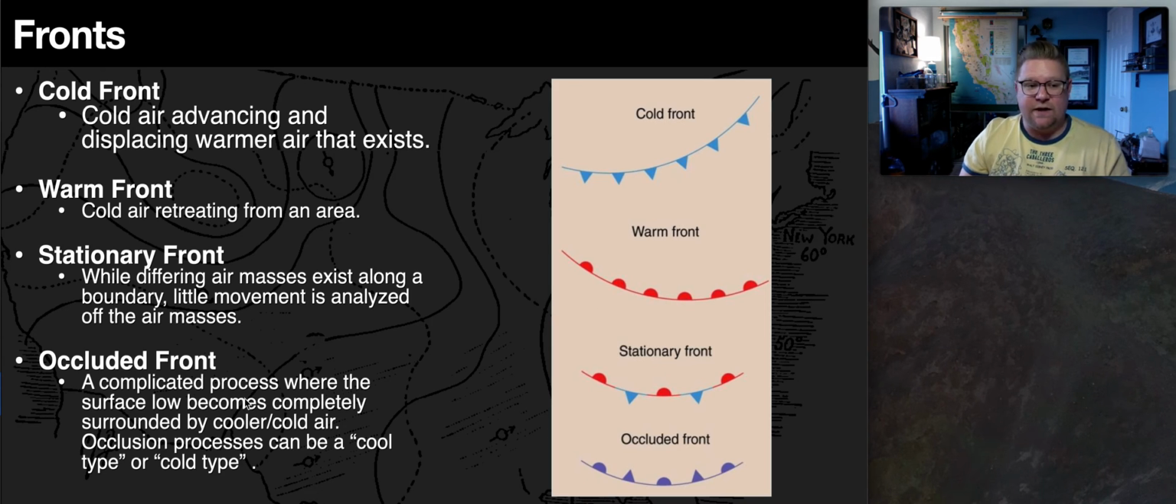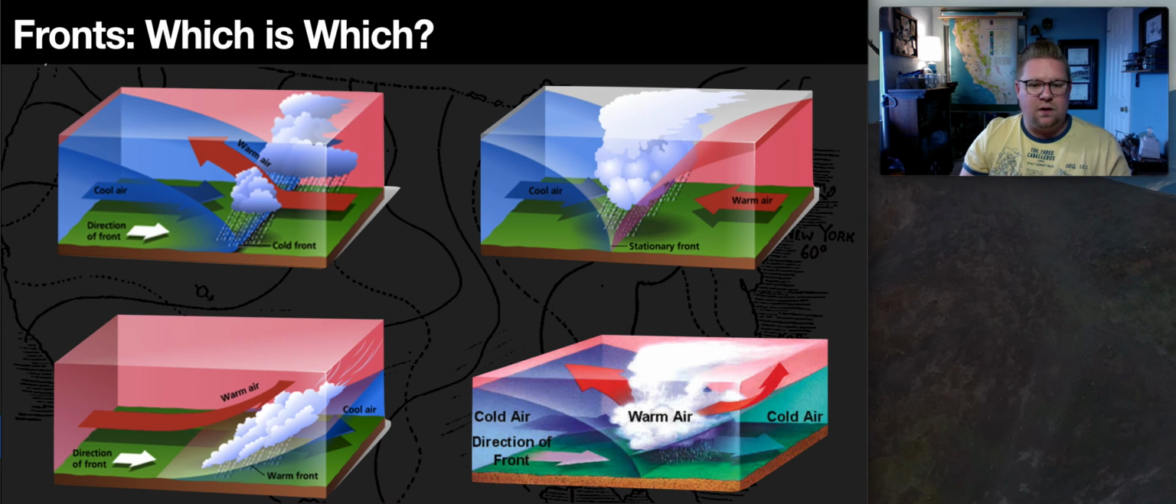And then occluded fronts are very complicated because it's where the surface low becomes completely surrounded by cooler, colder air, and the occlusion process can be a cool type or cold type. So it gets a special purple color. So let me show you examples of all four of these to try to help. So here are our examples. So which is which, right? So we have cold fronts, warm fronts, we have occluded fronts, and we have stationary fronts.